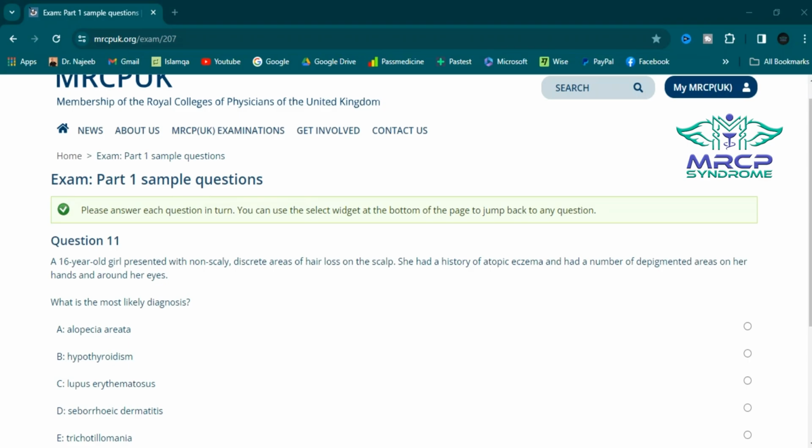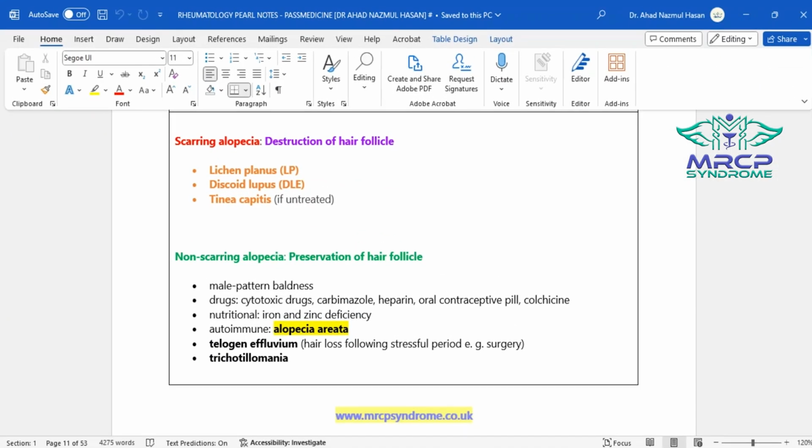But before delving into the final diagnosis, let's discuss scarring versus non-scarring alopecia. Scarring alopecia is associated with destruction of the hair follicle. It is most commonly seen in lichen planus, discoid lupus erythematosus (DLE), which is the cutaneous manifestation of SLE, as well as untreated tinea capitis. Non-scarring alopecia is associated with preservation of the hair follicle. Alopecia areata, an autoimmune condition, is the most common cause of non-scarring alopecia. Other causes include telogen effluvium, trichotillomania, drugs, and nutritional disorders like iron and zinc deficiency.